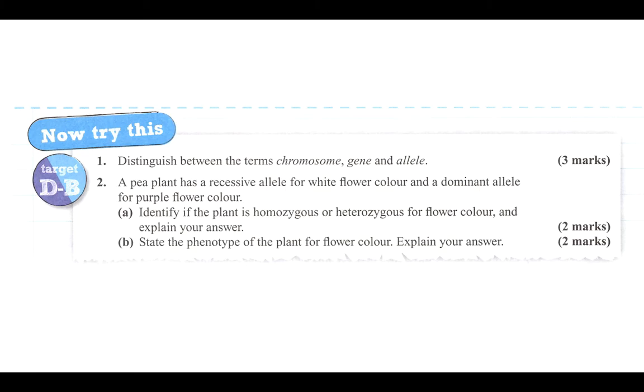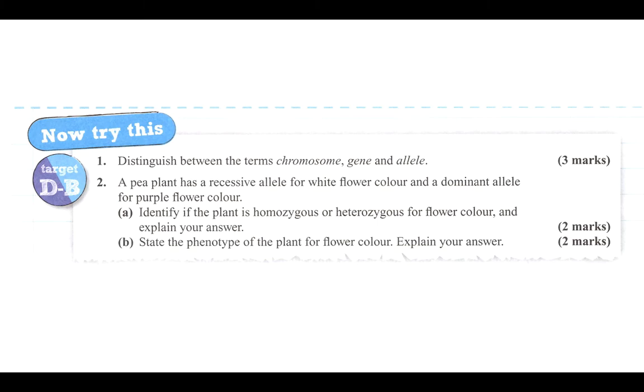Okay. A pea plant has a recessive allele for white flower colour and a dominant allele for purple flower colour. Identify if the plant is homozygous or heterozygous and explain your answer. 2 marks. So remember, hetero means different, homo means same. This one has a recessive for white and a dominant for purple, so they are different, therefore it is heterozygous. If you said it was heterozygous, you got 1 mark. And for the second mark, you needed to say because it has one dominant and one recessive allele.